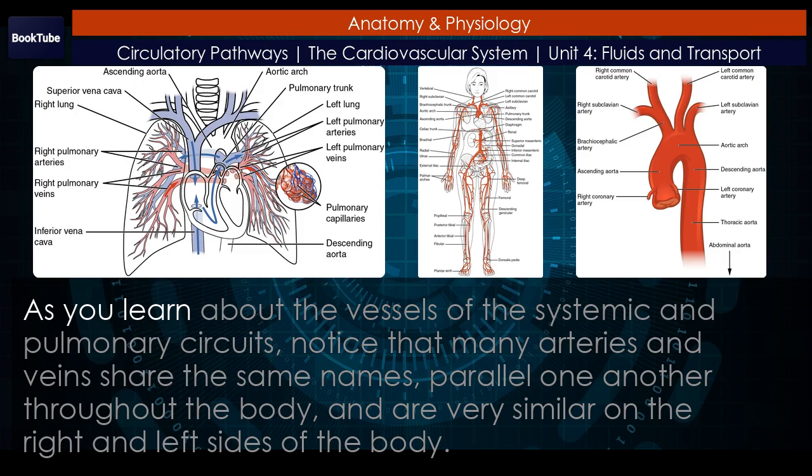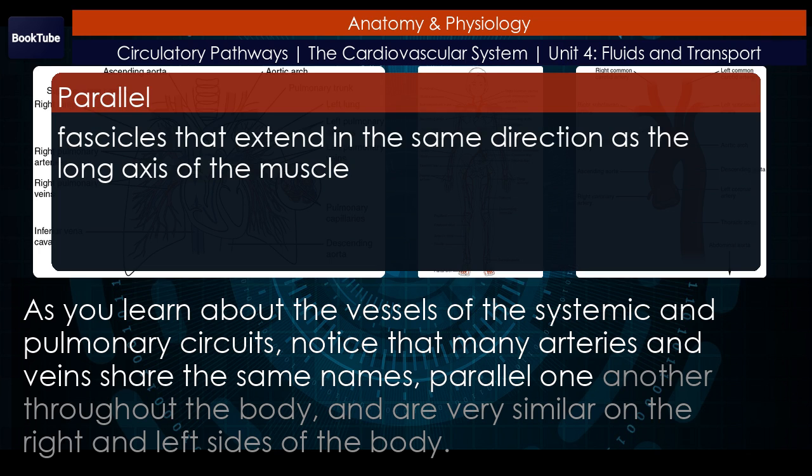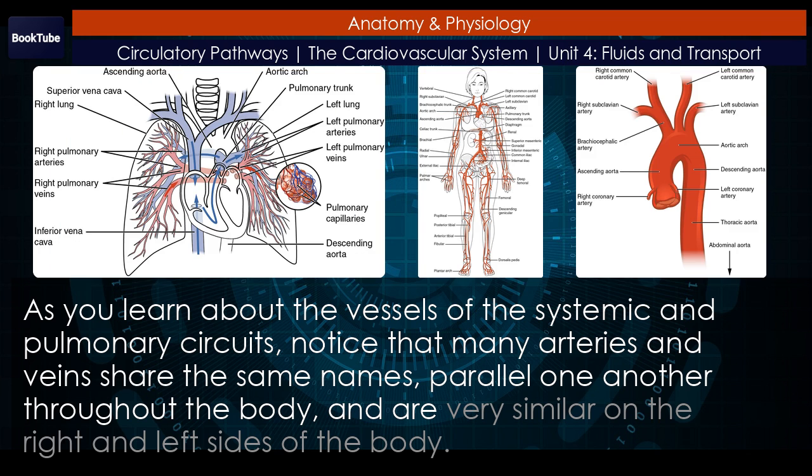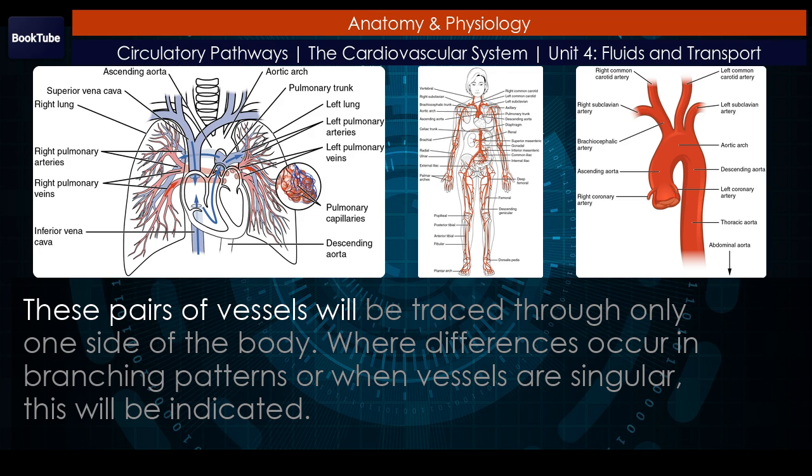As you learn about the vessels of the systemic and pulmonary circuits, notice that many arteries and veins share the same names, parallel one another throughout the body, and are very similar on the right and left sides of the body. These pairs of vessels will be traced through only one side of the body. Where differences occur in branching patterns or when vessels are singular, this will be indicated.